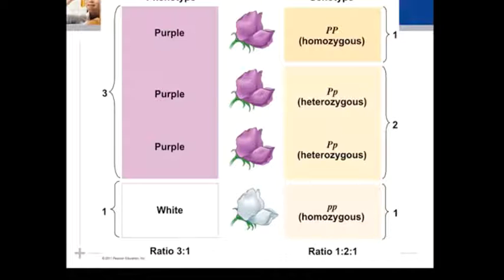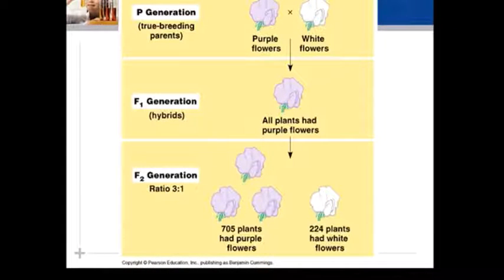In the example of flower color in pea plants, big P, big P and big P, little p plants have the same phenotype, which is purple, but they have different genotypes. Here you see the P generation, where purple flowers were mated with white. Both true breeding parents, being homozygous, produced F1 hybrids that appeared purple. So you can see the phenotype, but the genotype is not apparent, although we would know in this case that it is big P, little p.